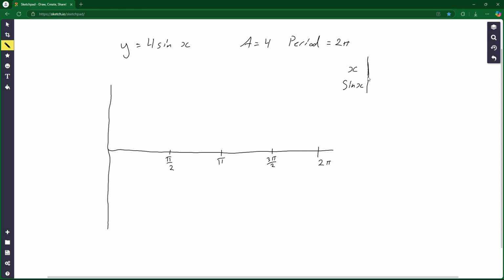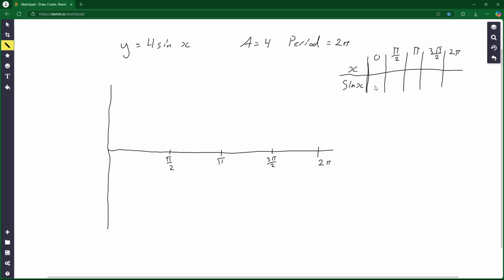we can create a small little table like this, where we are going to go 0, pi over 2, pi, 3 pi over 2, and 2 pi. I probably did that way off. Yeah, that'll do.